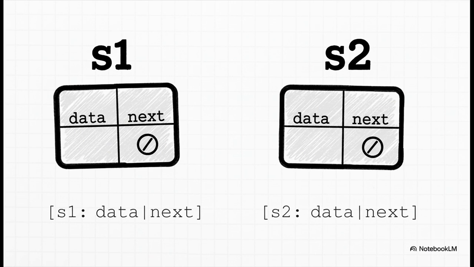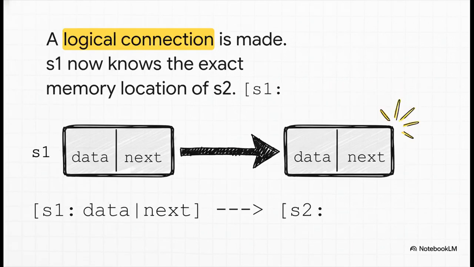So at first, this is what it looks like in the computer's memory. Two completely separate boxes. They each have data, they each have a next pointer, but they have no idea that the other one even exists. And then, with that one simple line of code, bam! We've created a connection. We've drawn a logical arrow from S1 to S2. S1 now knows exactly where S2 lives.